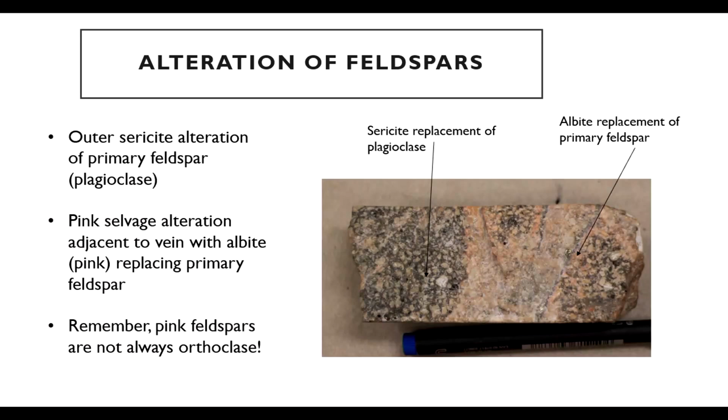So here's an example of a pink selvage adjacent to the albite. Usually if it's pink, we assume that it's potentially oxidized potassium introduced. But we've also got plagioclase here. It's been pseudomorphed by sericite. And over here, albite is replacing this white little area there, replacing the original plagioclase. And we've got a big vein there that helps us tell.